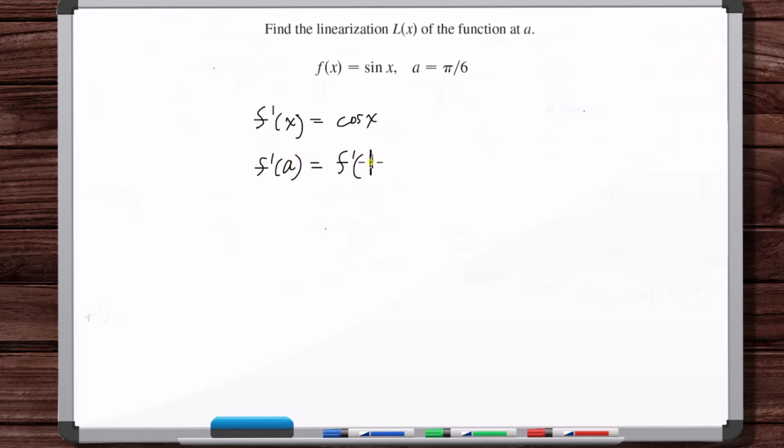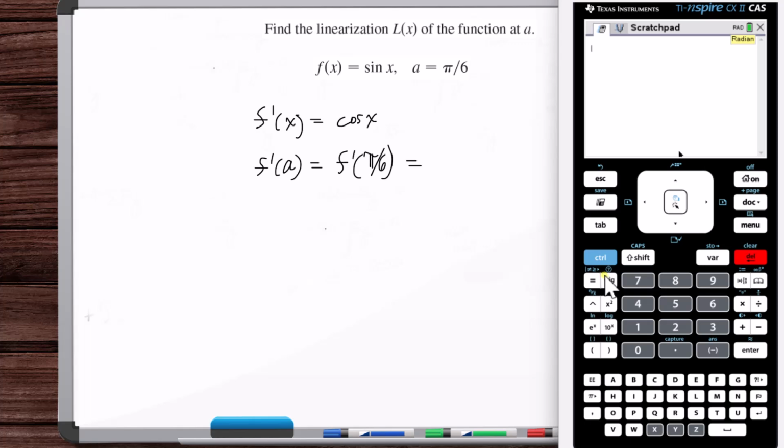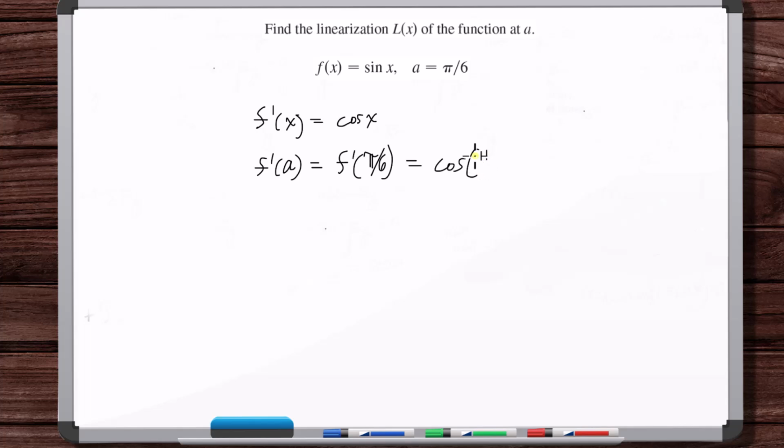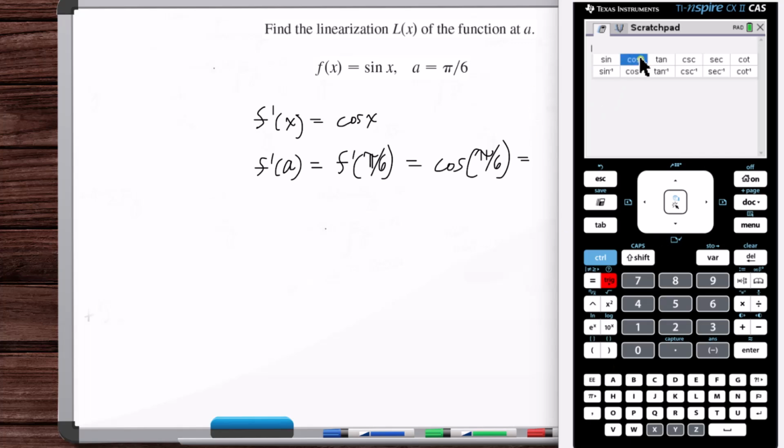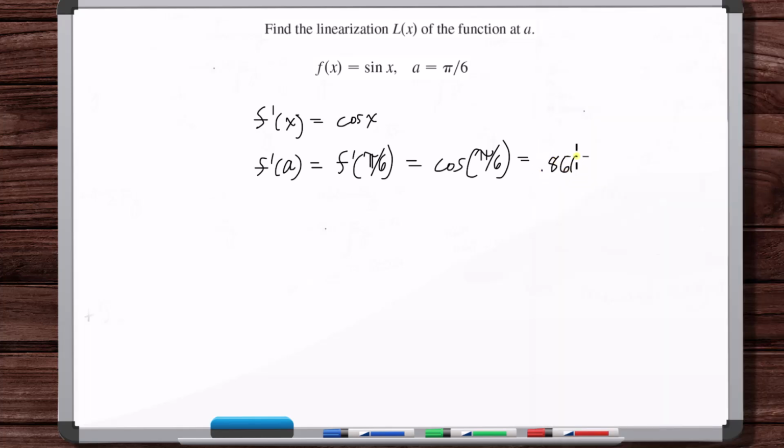So what is f prime of a? That's f prime of pi over 6. Okay, we're in radian mode. So this is cosine of pi over 6, which is 0.866. Okay, so this is our m, right? We need a point and a slope. We have the slope, but what's the point?